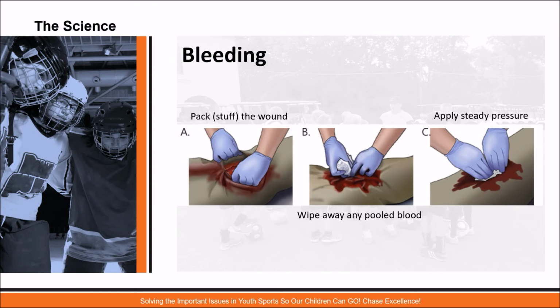Bleeding. Pack the wound. You must have a good pair of gloves. You must have sterile gauze available if an athlete has severe bleeding. So you're going to pack or stuff the wound, holding pressure on it, wipe the pooled blood away, and just maintain that pressure on the area. If need be, call 911.